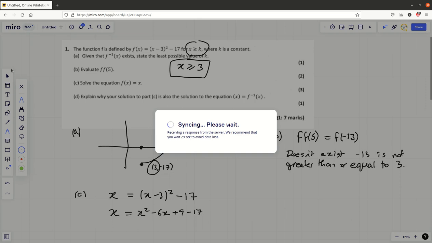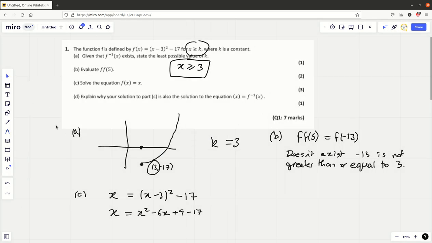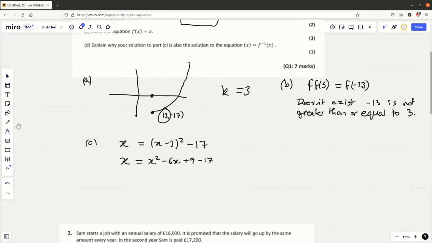So that's going to become, oh, I've got some syncing problems. No, it's working now. Good. Let's just scroll down a little bit.